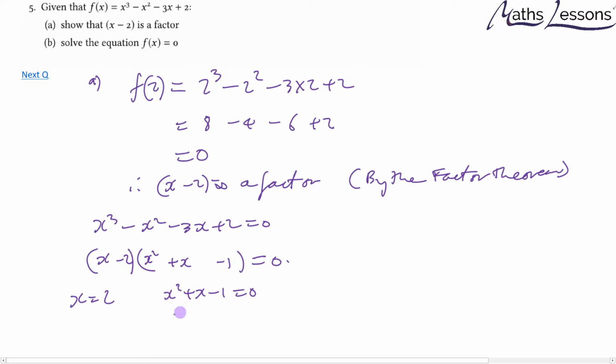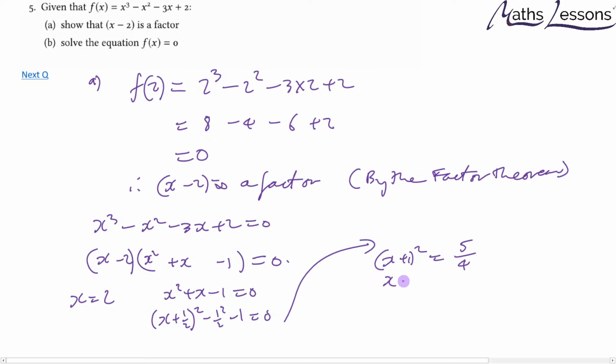Now I'm just going to complete the square on this because I find it quicker to do. So I've got x plus a half squared. I'm going to minus a half squared minus 1 because I want that to cancel with that. That's equal to 0. So I'm going to get 1 and a quarter on the other side. So I'm going to get 5 over 4 on this side equals x plus a half squared. And then square root that. So I get plus or minus the square root of 5 over 2. And take away a half. So x equals minus 1 plus or minus the square root of 5 over 2.